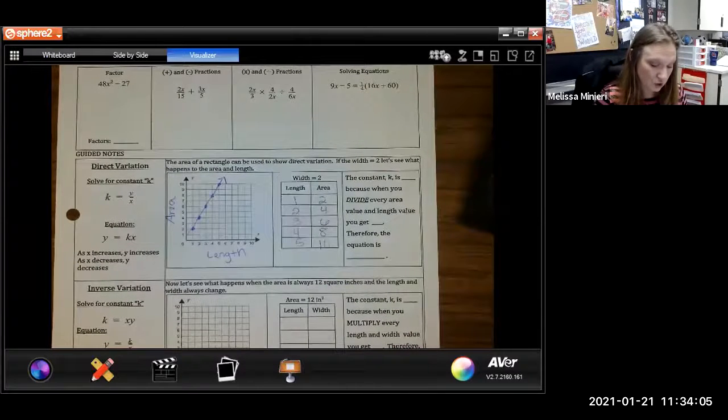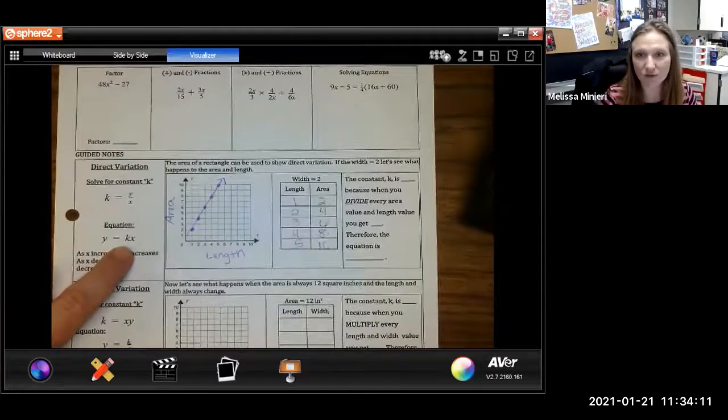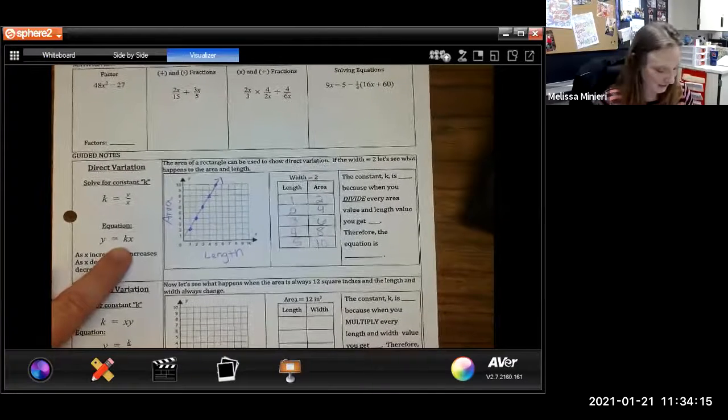And whenever you have a direct variation, you always have a constant value. We call it K. Why they don't use C, I don't know. It kind of drives me crazy. But C is the letter that you see in all the textbooks that they use for some reason.